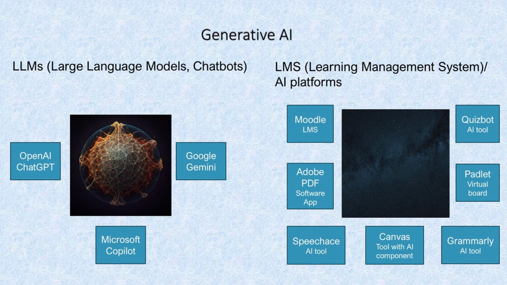On the other hand, LMS platforms may not be generative AI themselves, but they often incorporate AI components that enhance their functionality. For example, some LMS platforms use AI to create personalized learning paths, adaptive quizzes, and automated feedback on student assignments. Therefore, while LLMs directly generate content, LMS platforms can indirectly leverage generative AI to provide more personalized and effective learning experiences.